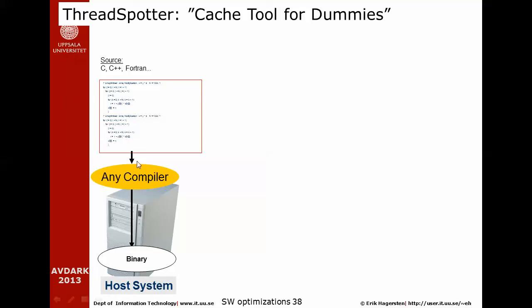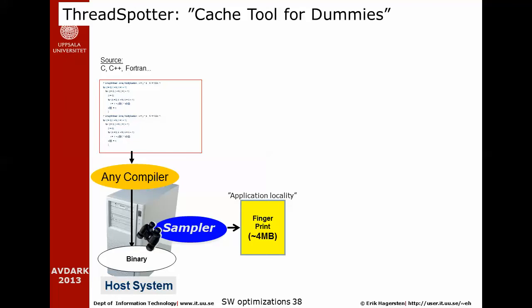So you take your application, just as in VTune, that's been compiled by any compiler, and you run your binary. But instead of us counting or looking at specific hardware counter information, we have implemented our own sampler technology that sparsely will measure the application's locality. So we measure some locality properties of the application and gather that all into what we call a fingerprint file that, regardless of the running length, typically ends up being about 4 megabytes large.